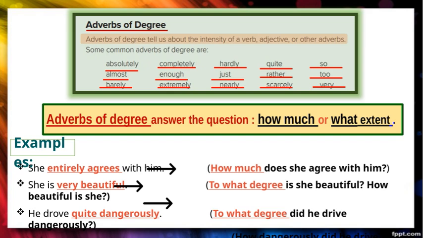Next, she is very beautiful. Here, we're asking, to what extent is she beautiful? The word very intensifies her beauty, indicating it's quite remarkable.